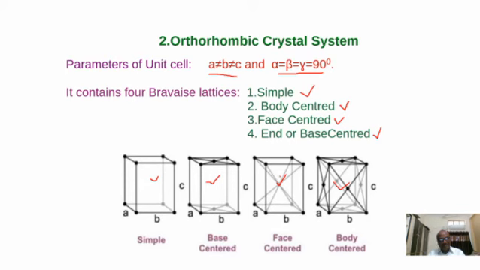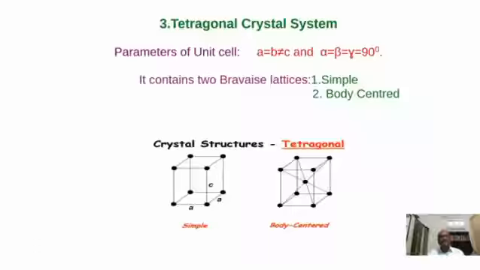So the orthorhombic crystal system has the highest number of Bravais lattices, which is equal to 4. Okay. Next, you see the third one. Third is the tetragonal crystal system. What are the dimensions or parameters?